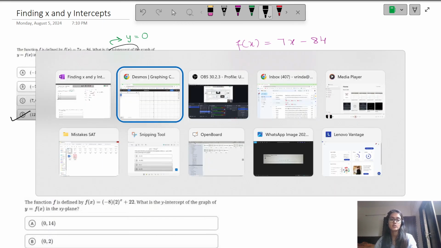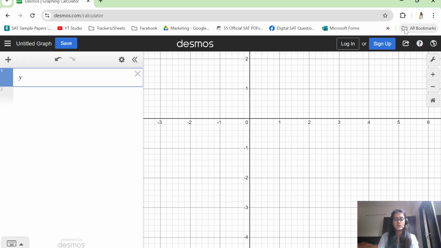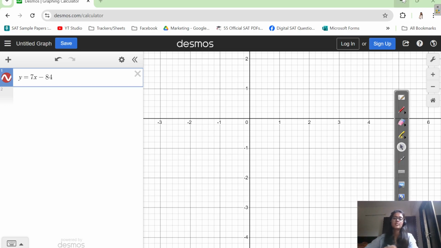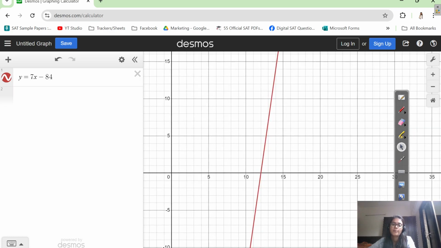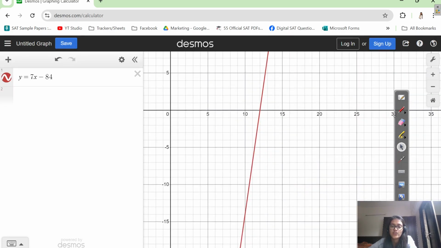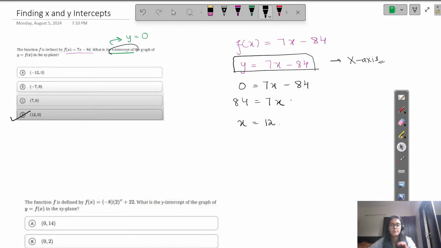Alright, let's go to DESMOS. So we have y is equal to 7x minus 84, and zoom it out. Here is the graph, and it is touching the x-axis at this point, which is (12, 0). With DESMOS it will take you just less than 10 seconds, but you should know both the methods. Moving on to example number 2.